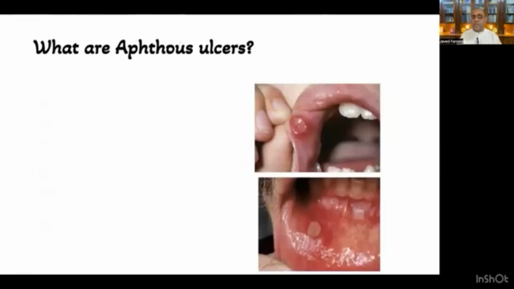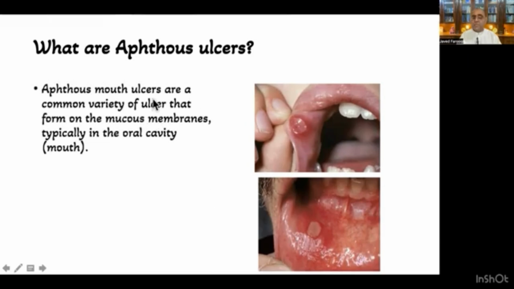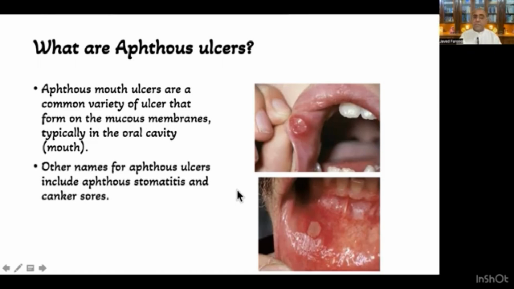So what are the Aphthous ulcers? These are the common presentations which we come across in our clinical practice. The Aphthous mouth ulcers are a common variety of ulcer that form on the mucous membranes, typically in the oral cavity or mouth. Other names for Aphthous ulcers include Aphthous stomatitis and canker sores.